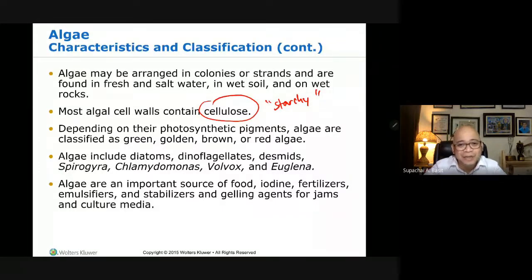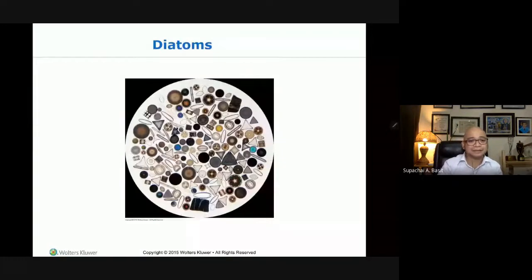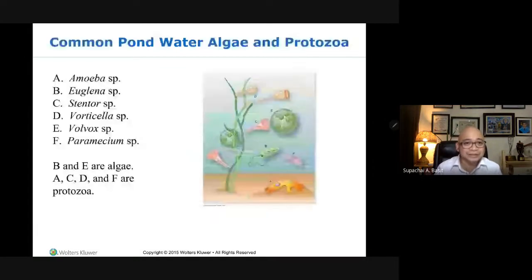Algae are an important source of food, iodine, fertilizers, emulsifiers, stabilizers, gelling agents for jam, and culture media. If you're familiar with jelly or jam, do you know how to prepare them? We usually prepare them by boiling, and then they are solidified when placed at a much lower temperature. That's also how agar works in the culture media. These are the morphologic characteristics of diatoms.